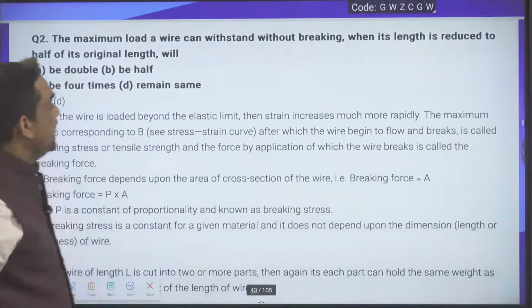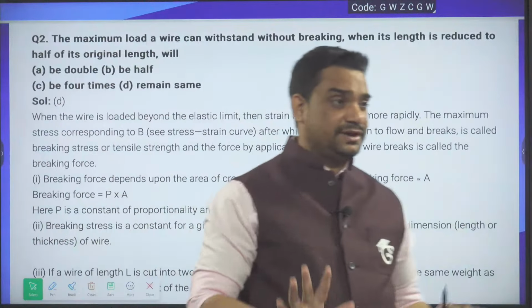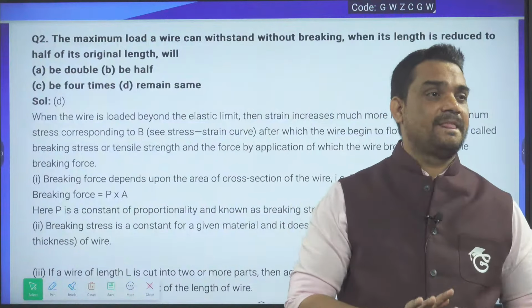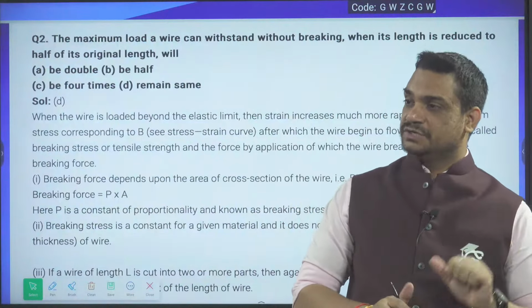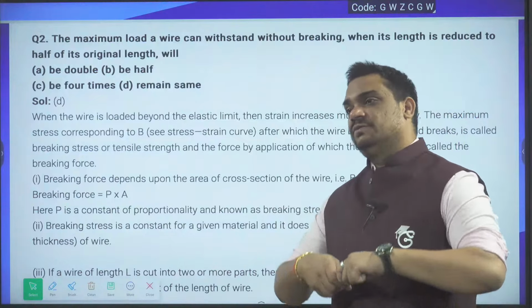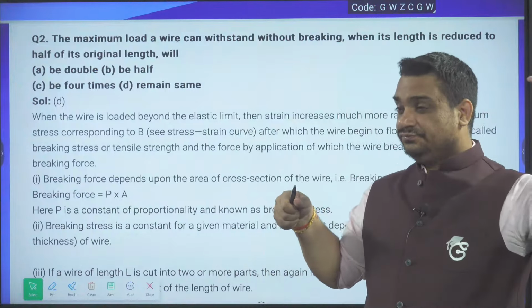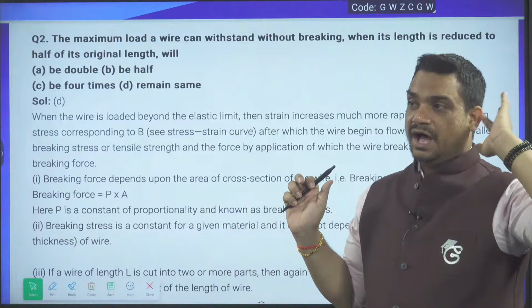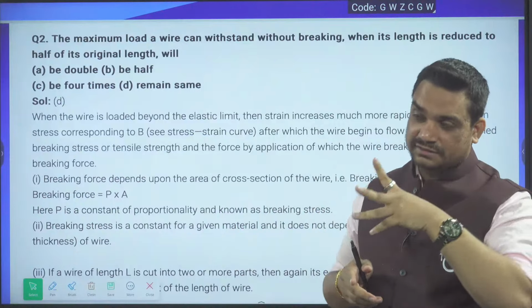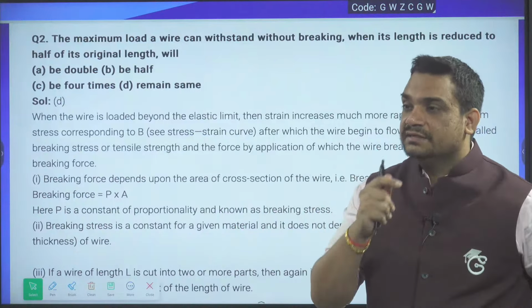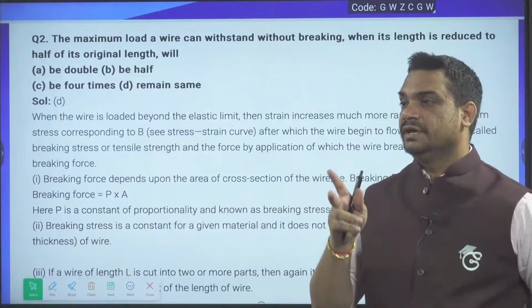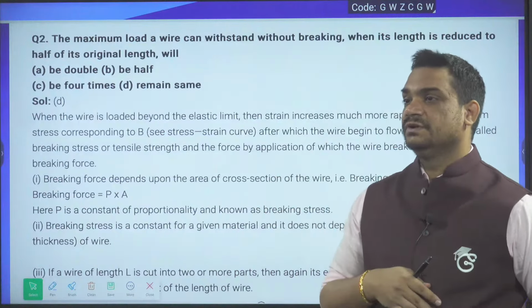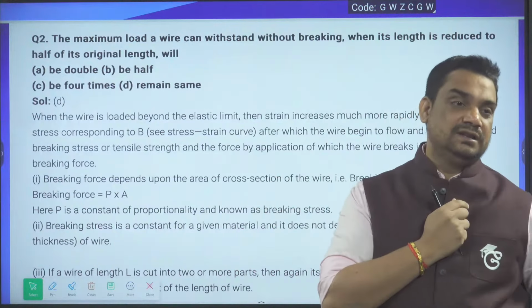Maximum load a wire can withstand without breaking. Very important question, and we make mistakes in this one also. They say that when a wire is there, it can hold some weight without breaking. Now if we reduce the length, when the length is reduced to half of its original length, how much load will it take?